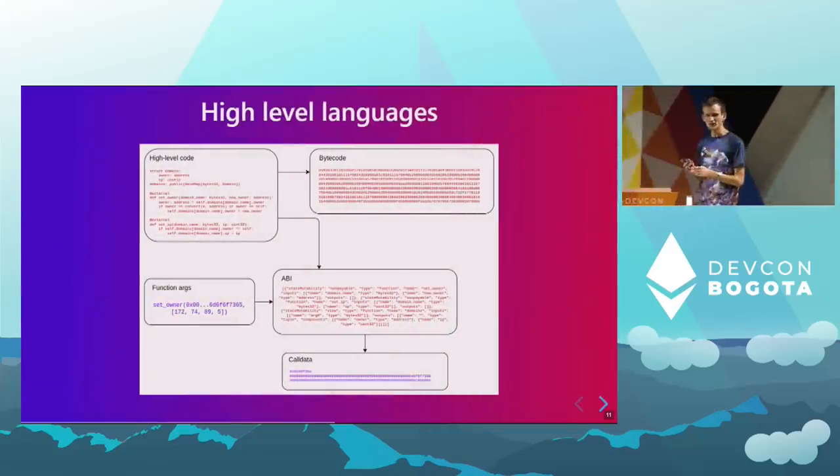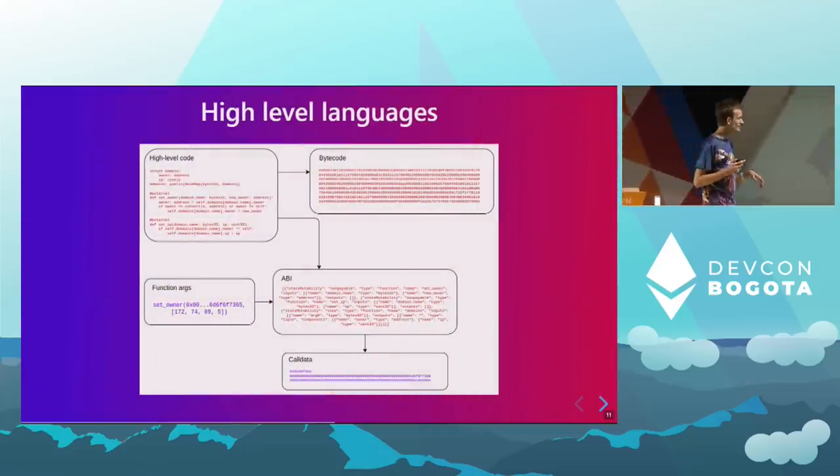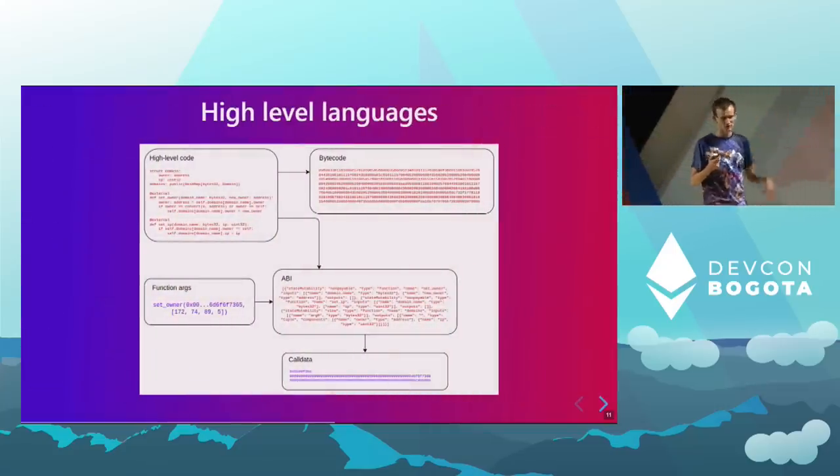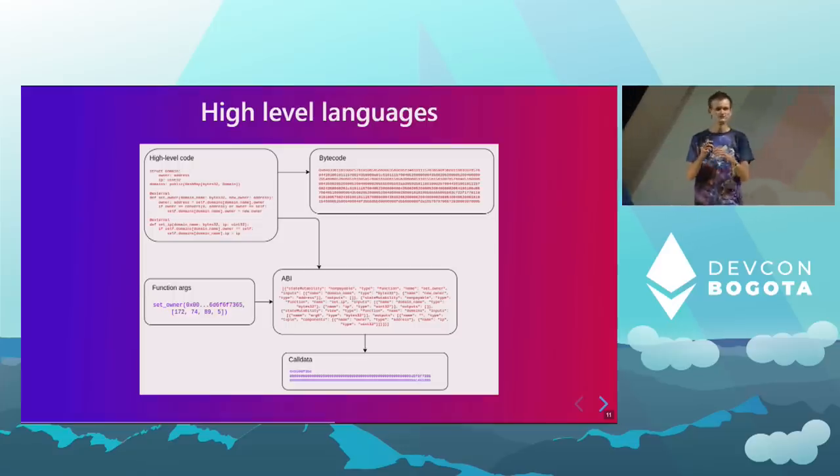Okay. So high-level languages, right? We mentioned that there is Viper. There's also Solidity. There's also LLL. There's a long list of various high-level languages that you can write contracts in. So when you write a smart contract, you're generally writing in this high-level code. There's a compiler. The compiler converts the high-level code to bytecode, and it also outputs an ABI.